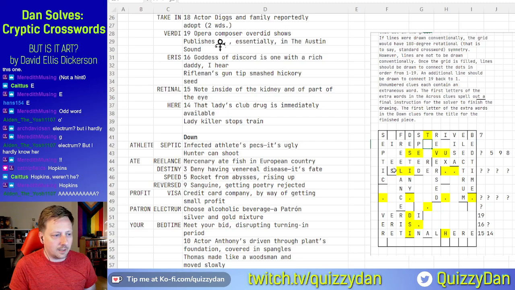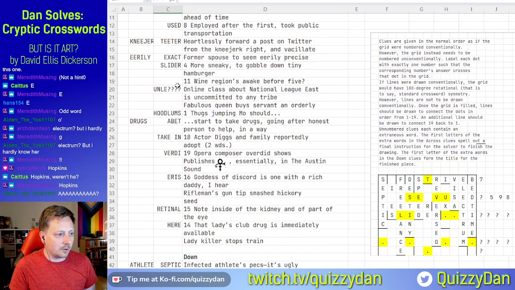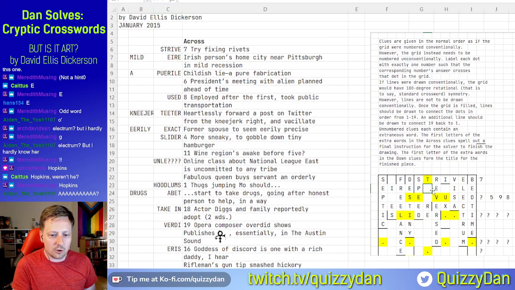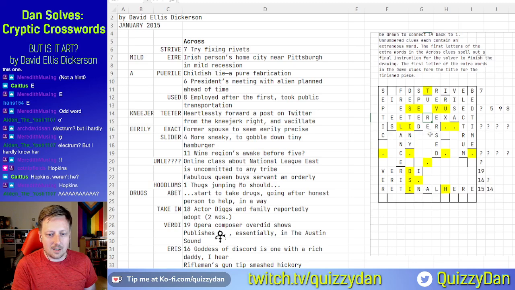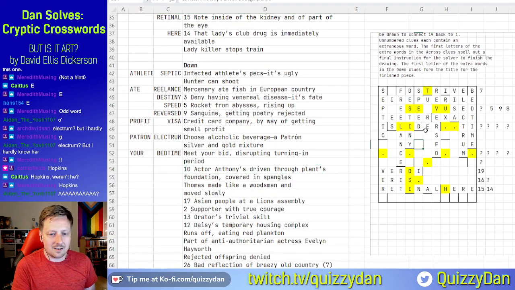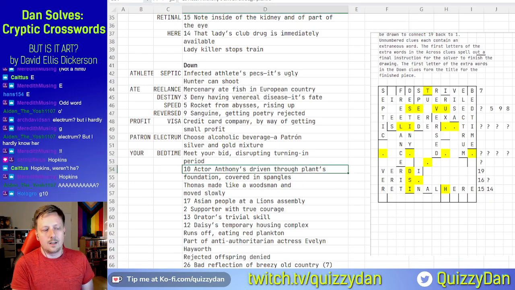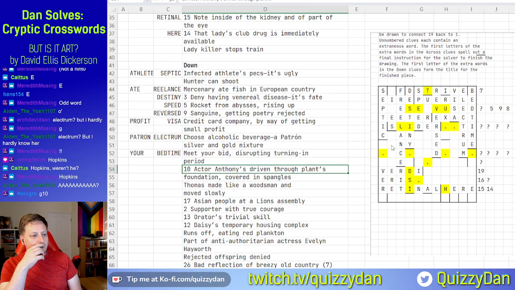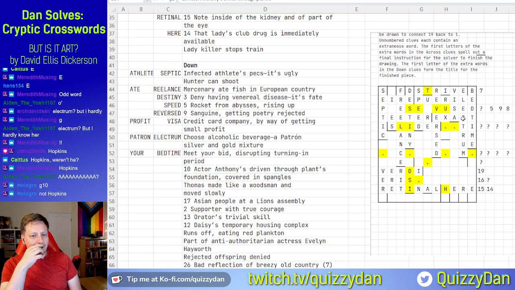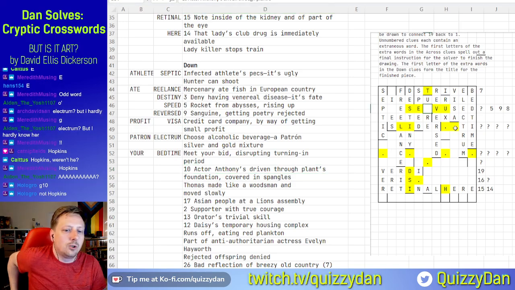Oh, hang on. We've got puerile here. Just spotted, we had puerile ages ago. So we've got strive, air, puerile. There we go. So we now know there's a U here. So is this going to start with a U? Actor Anthony's driven through Plants Foundation, covered in spangles. Spangles, spangles, spangles. Good word.